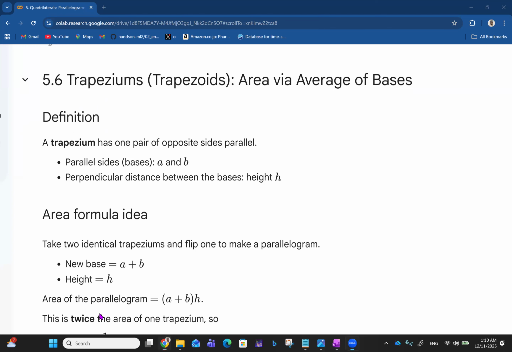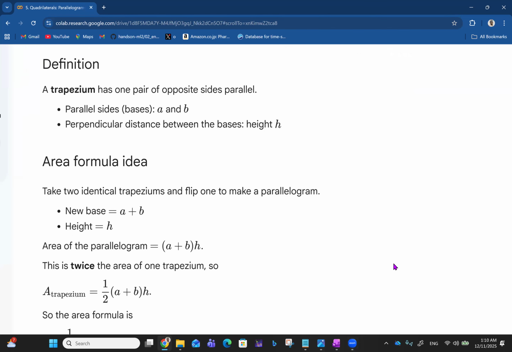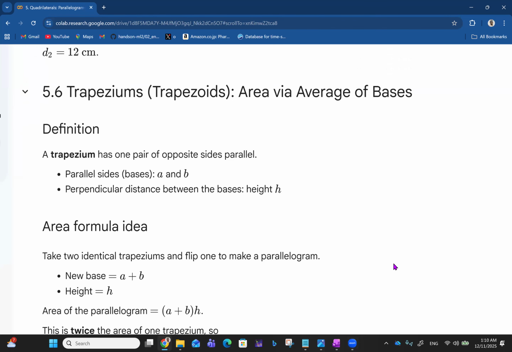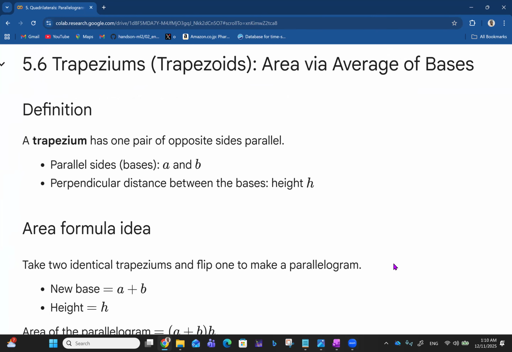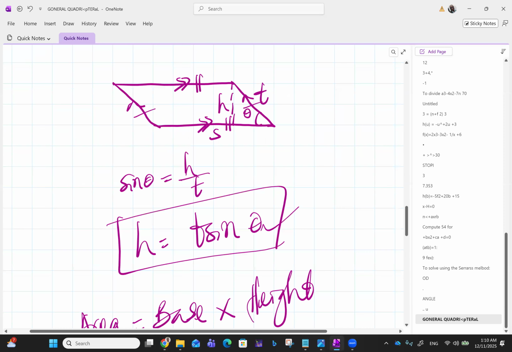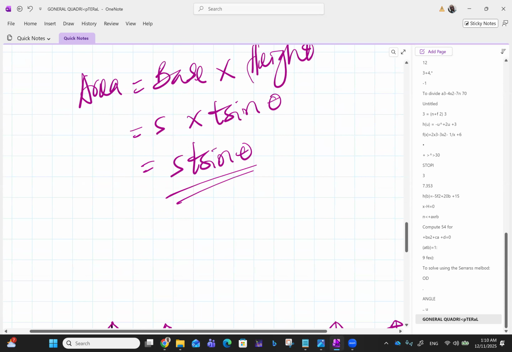And that takes us to the idea of trapeziums. By its very definition, a trapezium has one pair of opposite sides that are parallel. The parallel sides are said to be bases A and B, and we have a perpendicular distance between the bases, H. Like what we saw before, this is right here. But I can do another one.